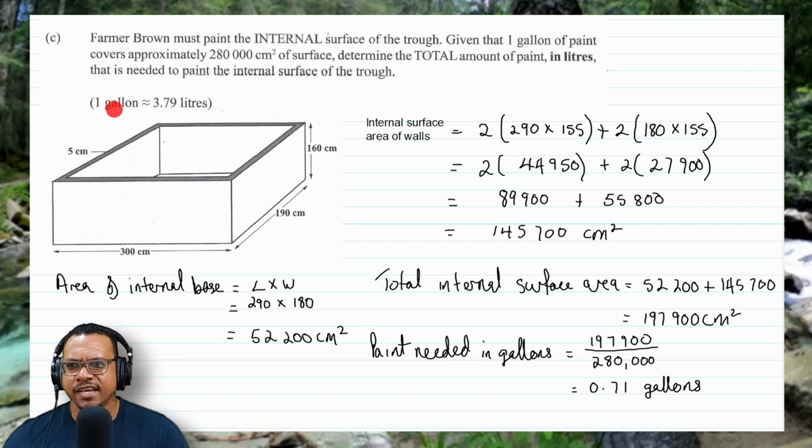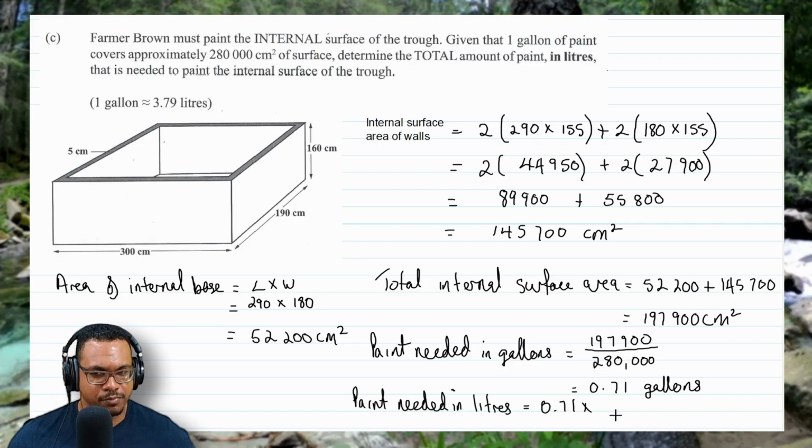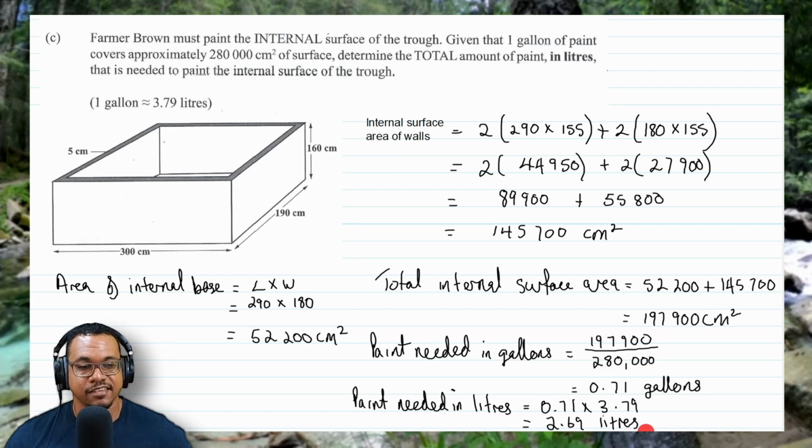So now, seeing that 1 gallon is approximately 3.79 liters, we'll take this number of 0.71 gallons and multiply it by 3.79 liters to get the amount of paint in liters. So the paint needed in liters is equal to 0.71 multiplied by 3.79, which is equal to 2.69 liters. So he needs 2.69 liters of paint to paint the internal surface of the trough.